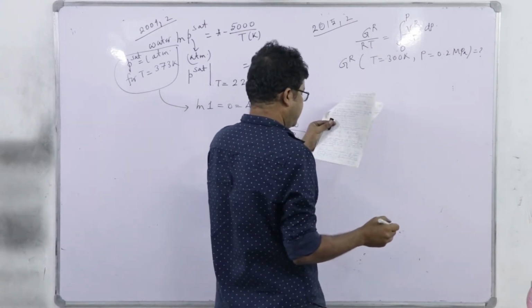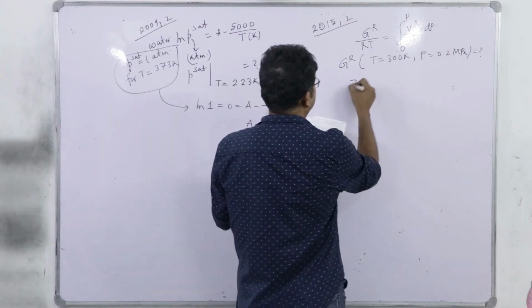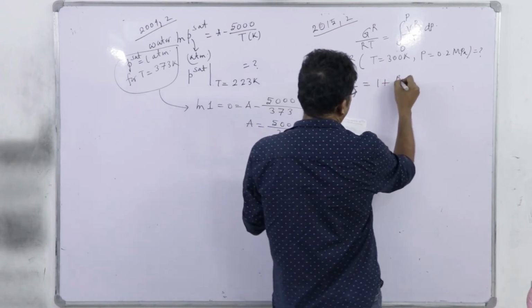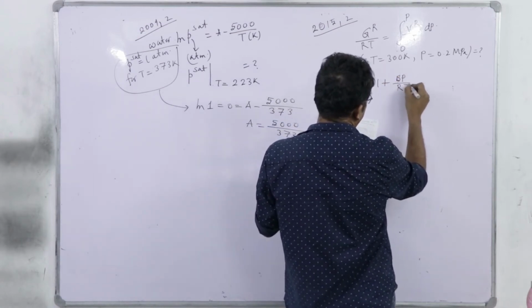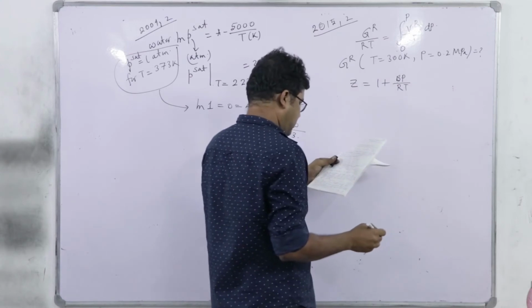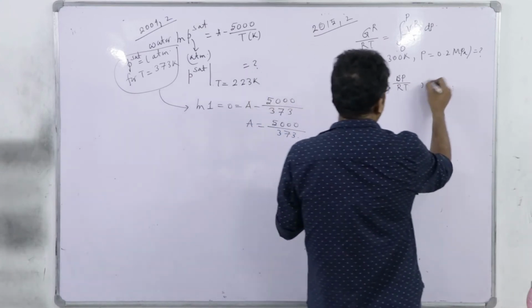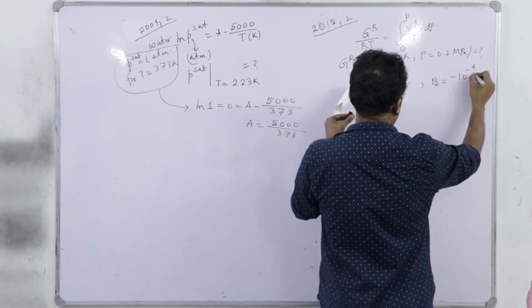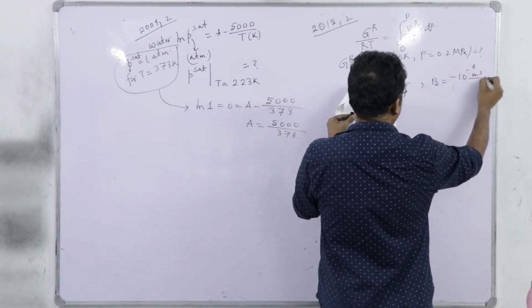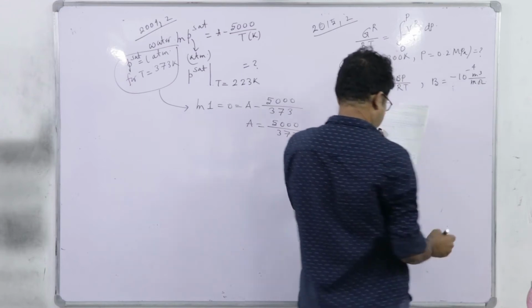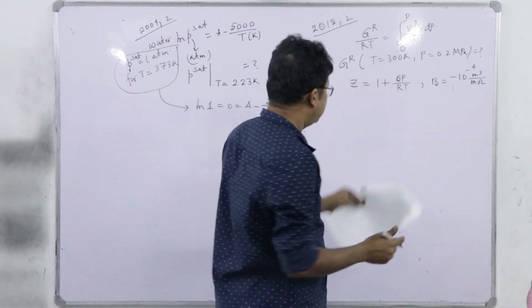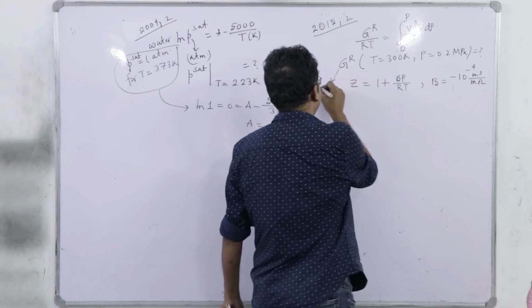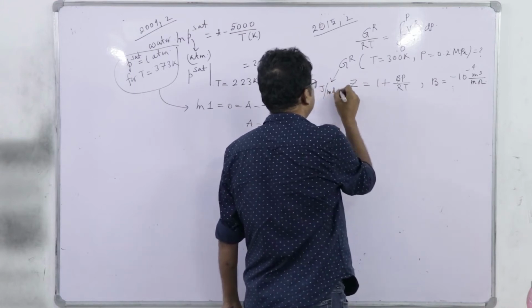What is given? The gas may be assumed to follow the virial equation truncated after 2 terms, Z equal to 1 plus Bp by RT, and the B value is given as minus 10 to the power minus 4 meter cube per mole. Okay. So find GR in joule per mole.